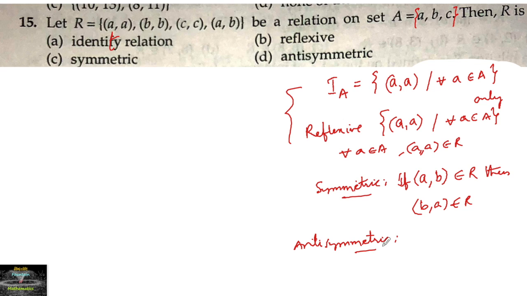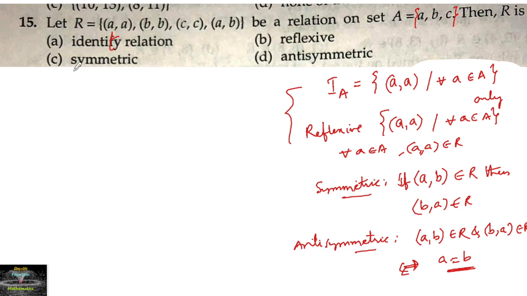And coming to the antisymmetric relation, the only condition is that if (a, b) belongs to R and (b, a) belongs to R, if these two elements exist, then we can say that a and b are equal, that is, a = b. This is the condition for antisymmetric.